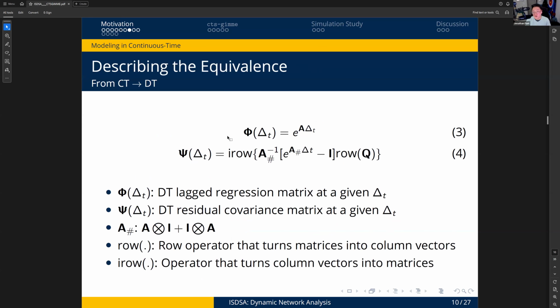Sy-Miin has already shown these equations, but we can see that if we wanted our discrete time regression coefficients matrix, or our transition matrix, for a given sampling rate, we would apply the matrix exponential to our drift matrix times the sampling rate that we're interested in.